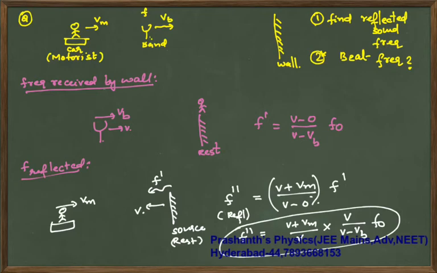Now what does beat frequency mean? Your beat frequency is the mod of f double dash minus the direct value, which I have calculated first. This will cancel off, and that value will give you the final answer.